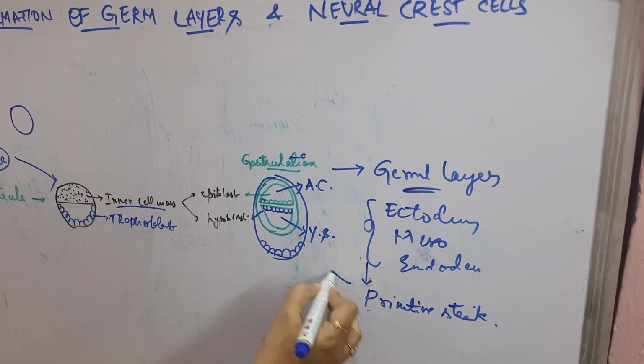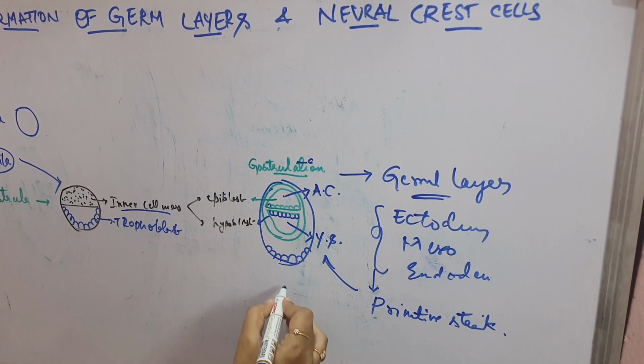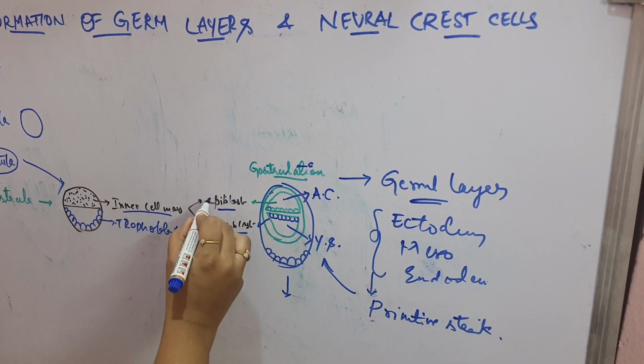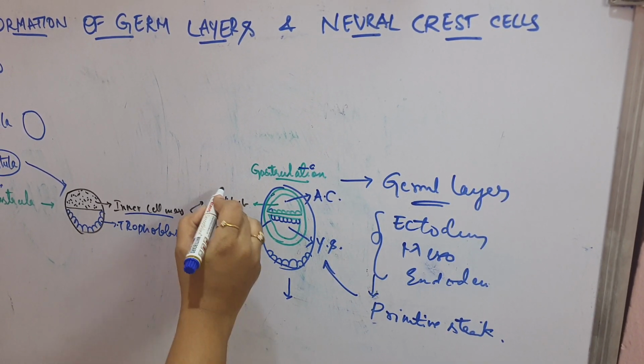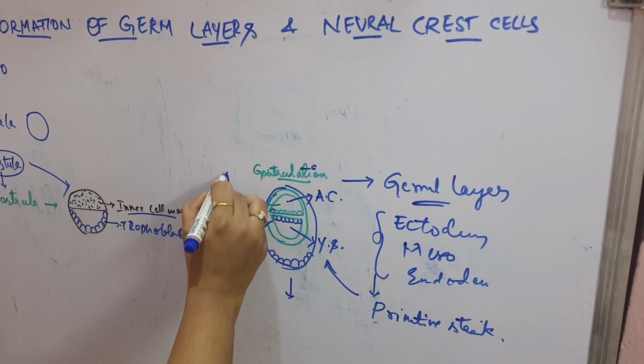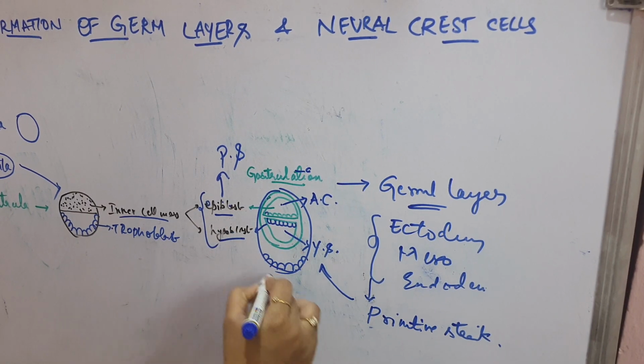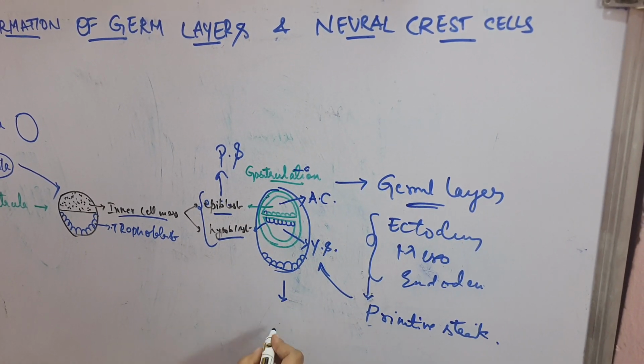Again come to this structure. What have we seen here? Here we have seen the epiblast and hypoblast, right? These two structures will form the primitive streak. These two structures will form what? Primitive streak. So let's come to this figure. Now again I will draw this figure.